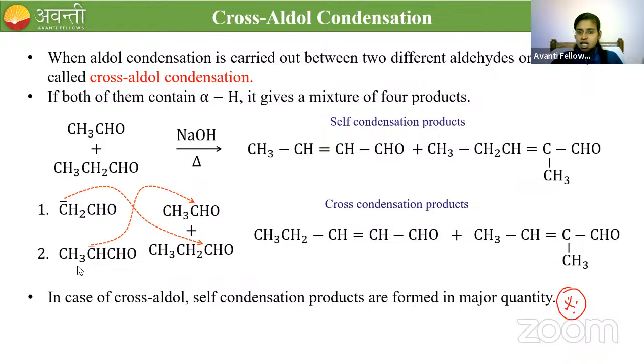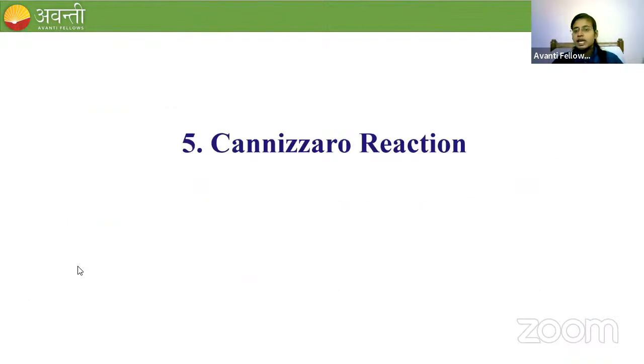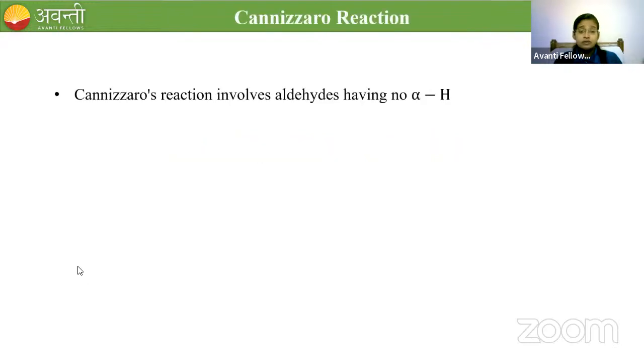So we are ending the 4th classification under chemical properties, which is reactions due to alpha hydrogen. Now we are entering the 5th chemical reaction of aldehyde and ketone, called the Cannizzaro reaction. What is the Cannizzaro reaction? In which type of reactant will it react? The Cannizzaro reaction involves aldehydes having no alpha hydrogen.